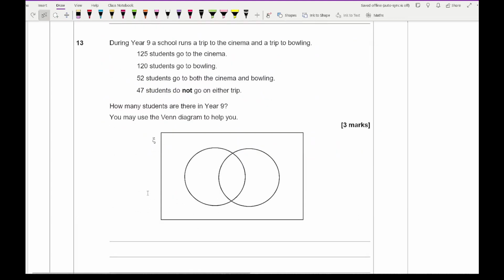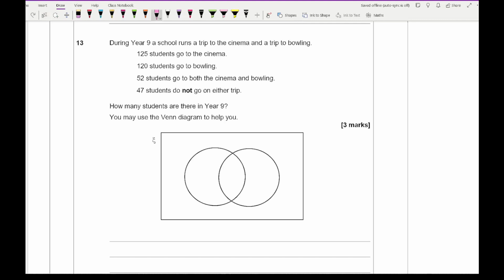Then moving on to question 13, it says during a year 9 a school runs a trip to the cinema and a trip to bowling, and it says 125 students go to the cinema, 120 go bowling, 52 students go to both, and 47 do not go on the trip to either. How many students are there in year 9?